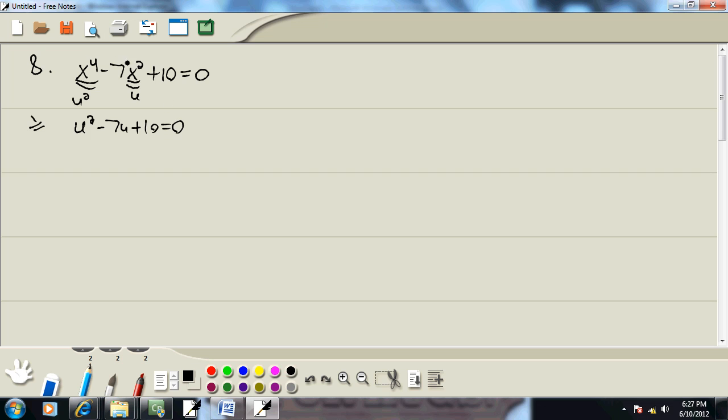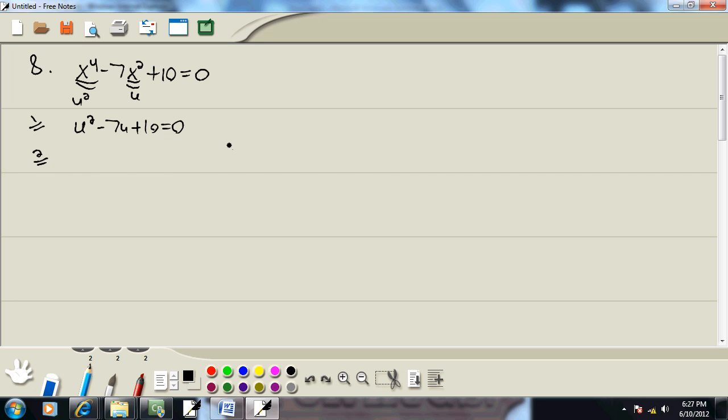And remember, you can use the u substitution if you can take the variable part of the middle, whatever might be here, and take the second power and it gives you the variable part of the first, then that's when you can use this. Well, our second step, we want to solve for u, and there's different ways you can do this. We're going to factor this.